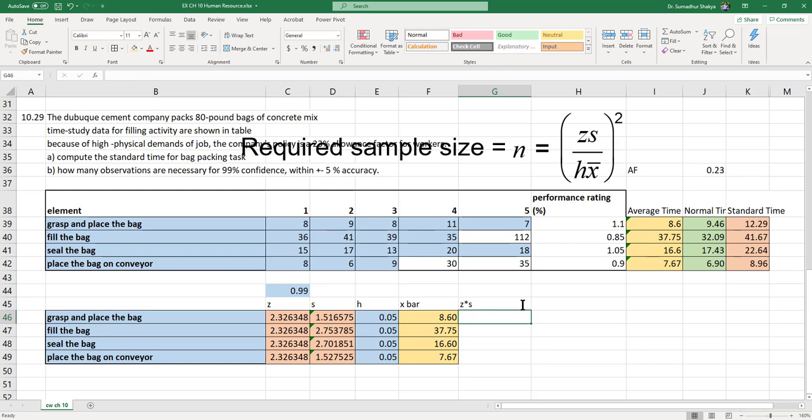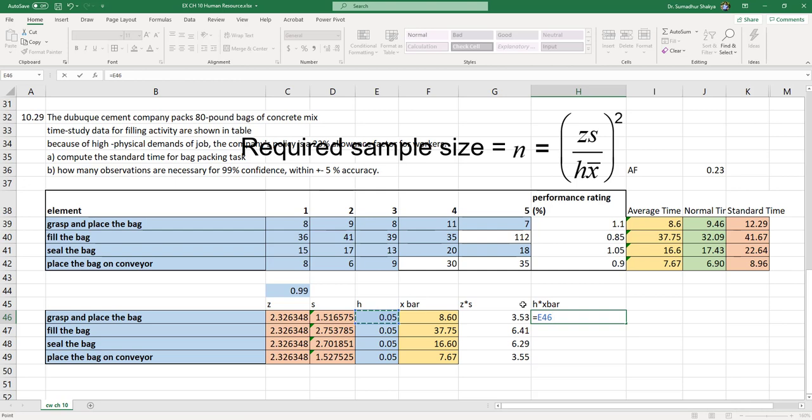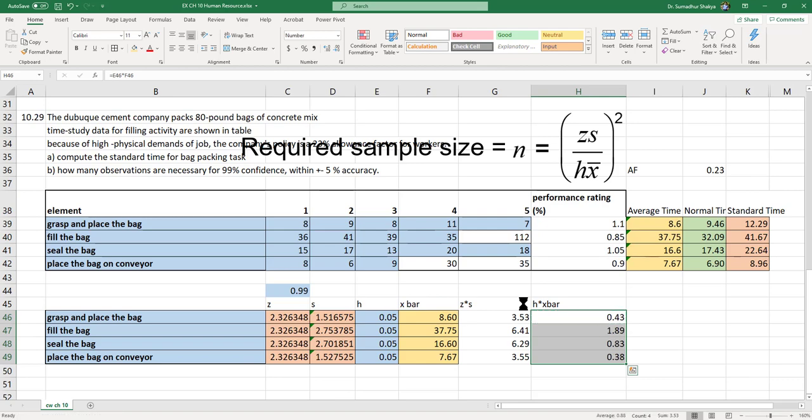So let's look at this. It equals z times s. So that's this. Control Shift 1, Control C, copy it all the way. Then I'm going to calculate h times x bar. H times x bar is h times x bar. Now you can do this all in a single cell, but I'm just showing it this way for demonstration, to make things simple, so that if you make a mistake you can narrow it down. So this is the numerator part.